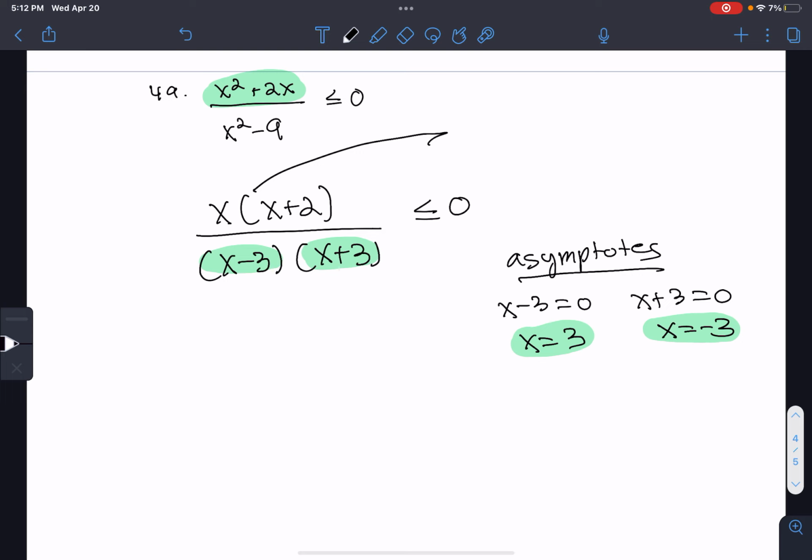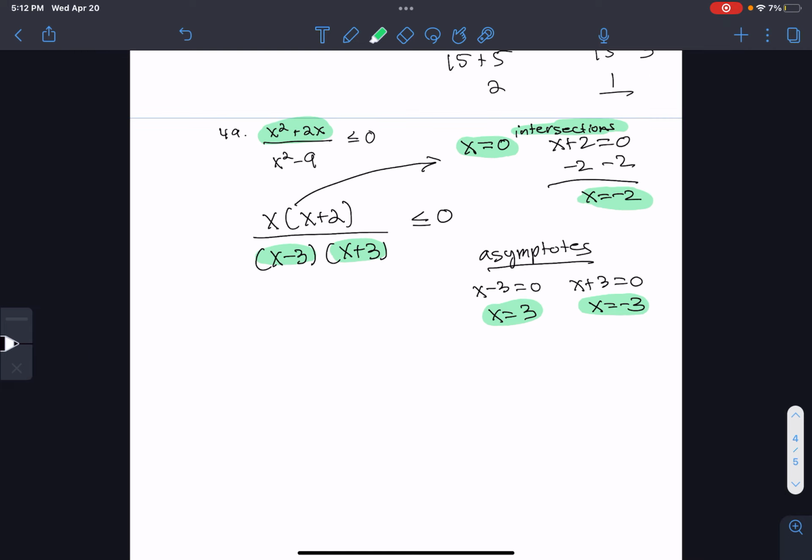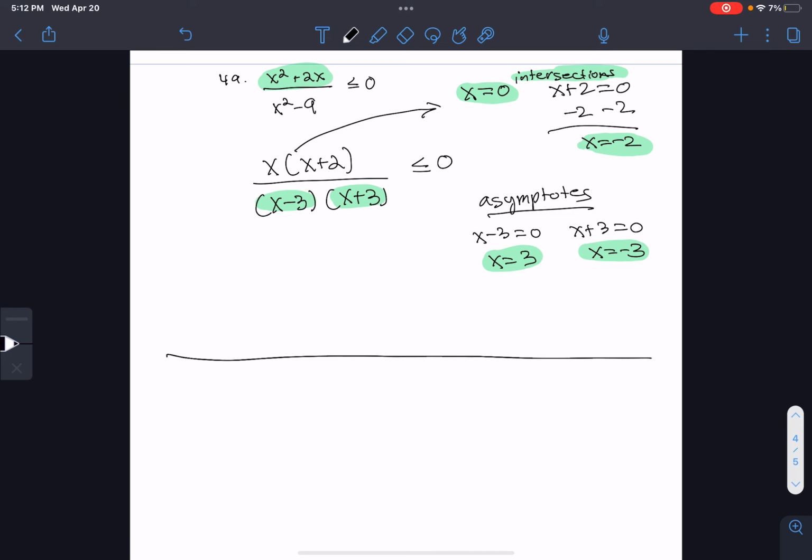And then you're going to take both of these values, x equals 0 and x plus 2 equals 0. These are, I should have labeled, our intersections. So we got x equals 0 and x equals -2. Now we can make our number line. Once again, everything's already on the left side, and there's a 0 on the right. All you have to do is factor the top and the bottom to find all your intersections and asymptotes. So we're going to go from -infinity to -3, then to -2, then to 0, then to 3, then to infinity.